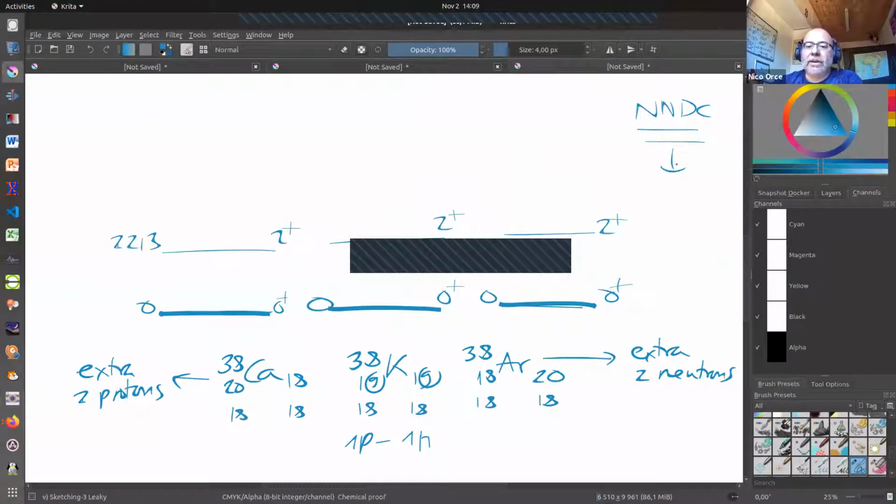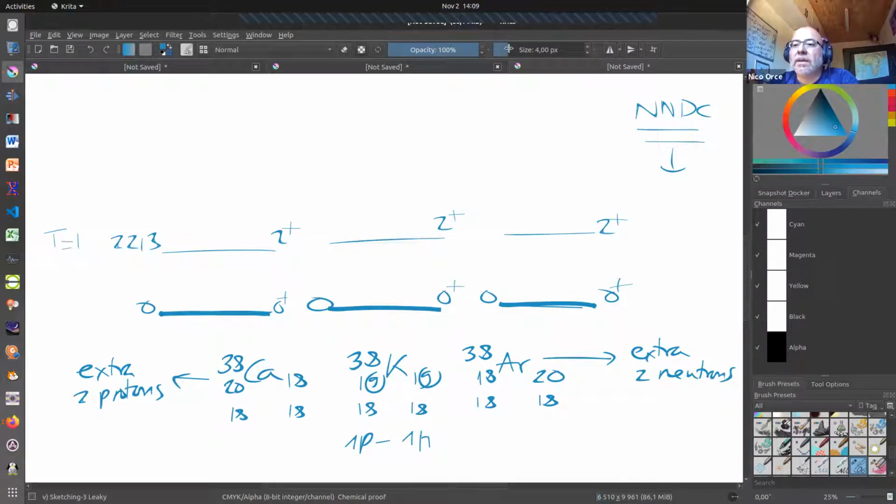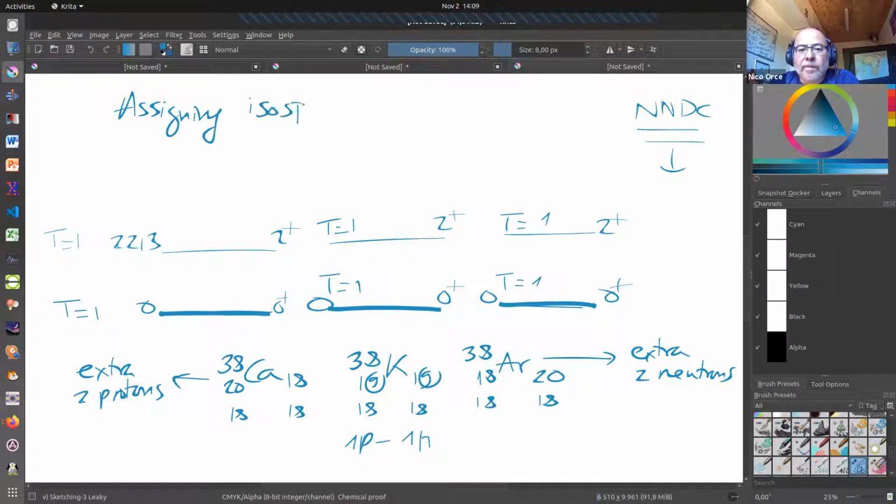So I'm telling you that these guys will have, this will be T equal one. Let's move this up here. This will also be T equal one. This will be T equal one because they are the same, T equal one, T equal one, T equal one. So we are assigning isospin quantum numbers to all states, to excitations, right? To excited levels.